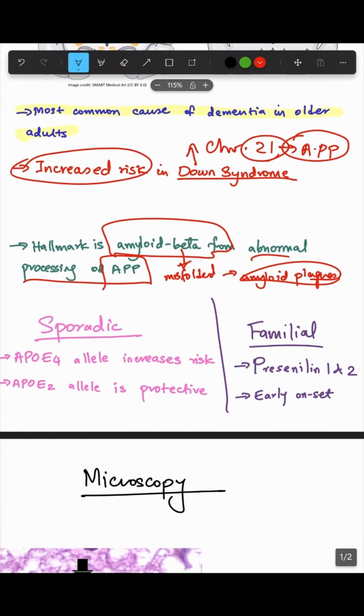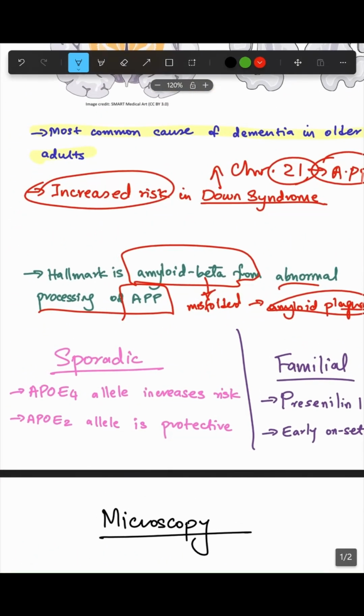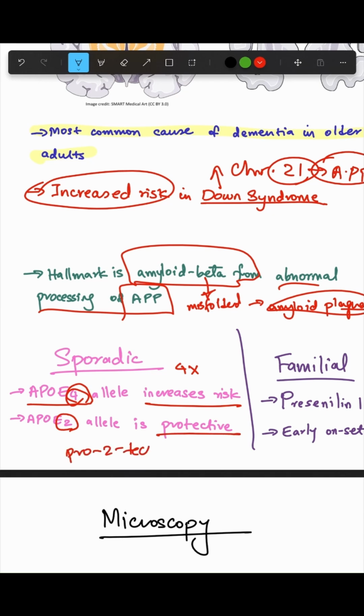There are also important genetic associations. We've got sporadic and we've got familial. Now, for sporadic, you've got two alleles that you need to know. You've got ApoE4, you've got ApoE2. And all you have to know is that ApoE4 puts you at an increased risk, so you're technically 4 times at risk. That's a quick way of remembering it. And ApoE2 is protective, and I like to remember protective. You know, it sounds like protective. 2 is protective, 4 means there are more, so you are more at risk.